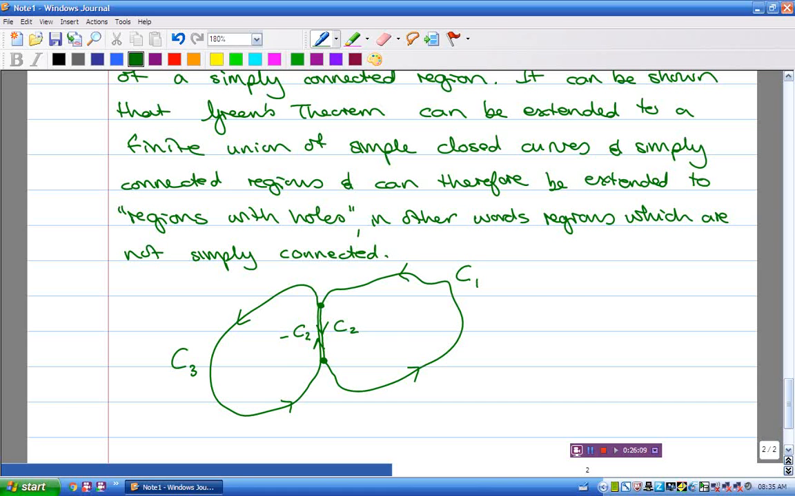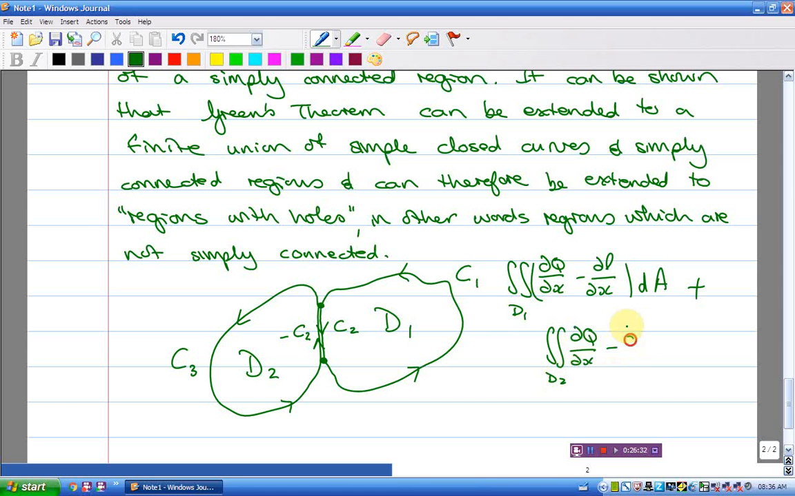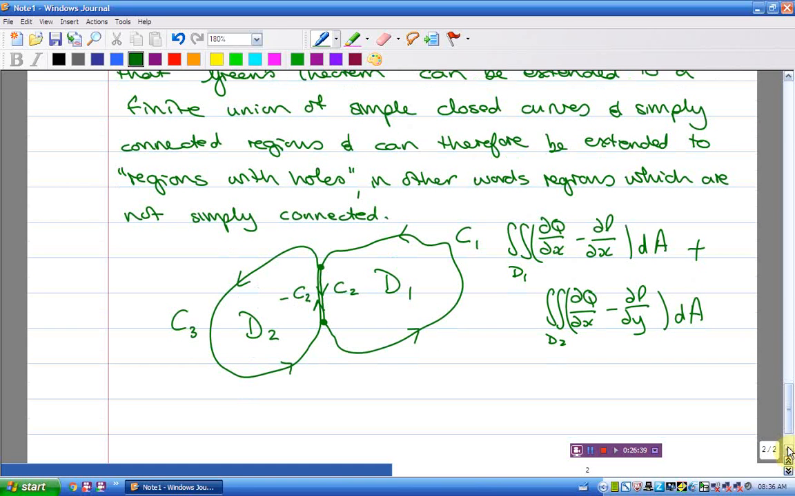So what we end up doing there is we end up saying that the double integral, let's call this D1 and let's call that D2, the double integral over D1 of some integrand, dQ by dx minus dP by dy dA, plus the double integral over D2 of dQ by dx minus dP by dy dA. So same integrand but over two different regions. Now Green's theorem applies in each of those regions just by themselves.